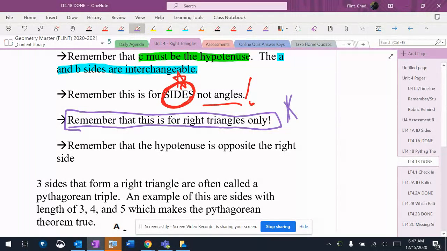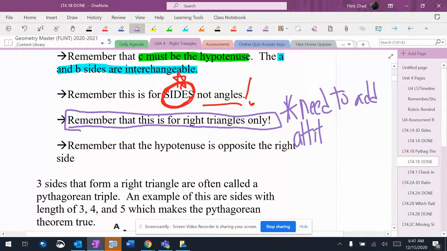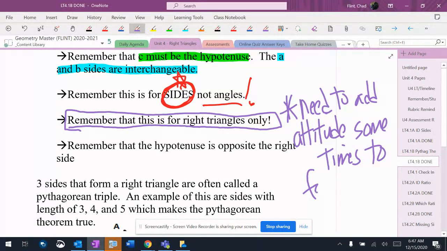So I'm going to put in: need to add an altitude sometimes to form a right triangle. So we may have a triangle that's not a right triangle, but we can draw in an altitude and create a right triangle that we can then use the Pythagorean theorem on, or any other thing that we're worrying about.